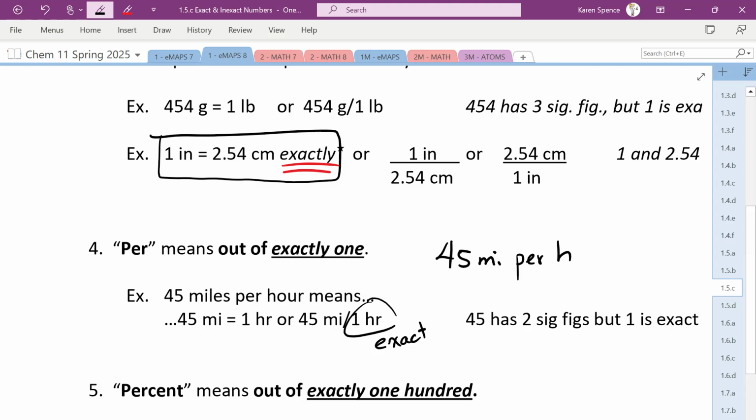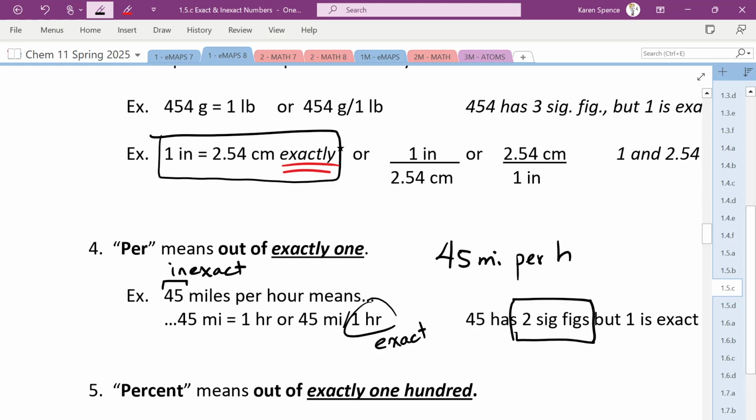Did you have to measure a speed, or is that a counting thing? Do you guys know how to measure speed? Have you ever been in a car? What do they call that little doodad? The speedometer. Is that an exact number or a measured number? That is a measured number. Your car is measuring it for you, right? There's going to be some uncertainty in that. So the 45 is inexact, but the 1 hour is exact because anytime we say per, it just means per one exactly. So that would have 2 sig figs altogether.